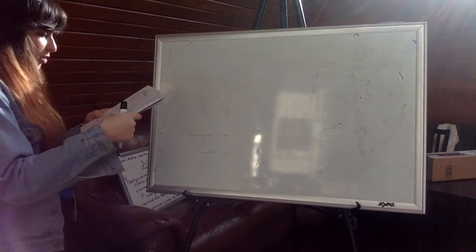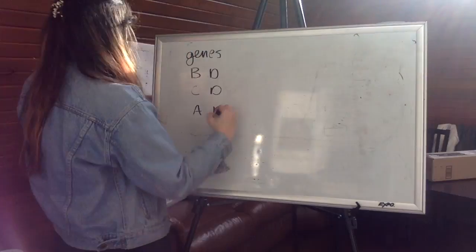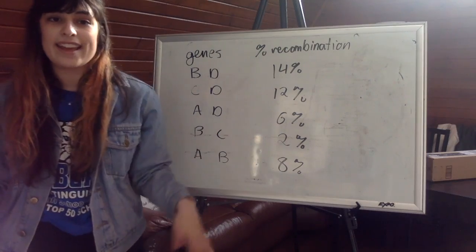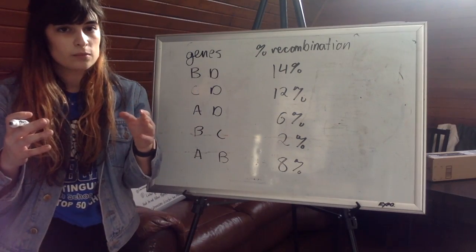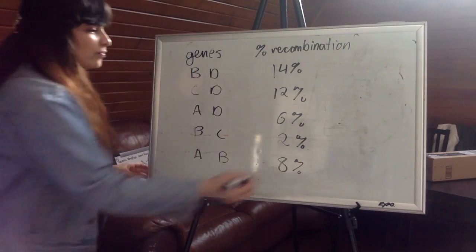Here comes another chromosome with genes A, B, C, and D. This will be a great time to pause your video, do this on a slice of paper, and then check back for the answer. Really. Pause your video. Here comes your answer.